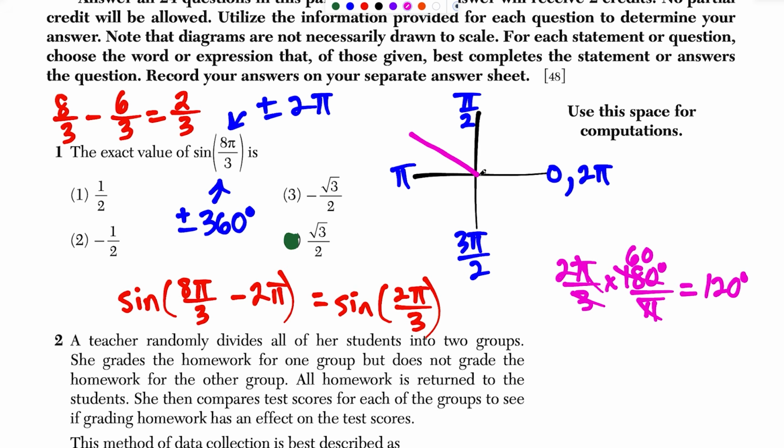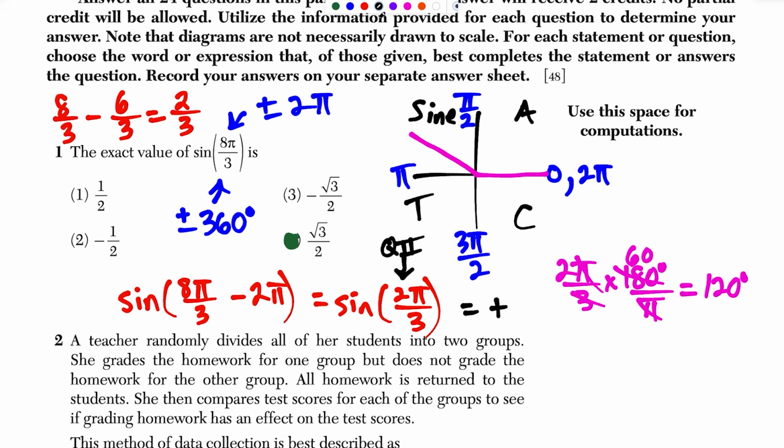So we're going to be in quadrant 2, and the thing to know from here is ASTC, which stands for all students take calculus. No, I'm just kidding. This stands for all, sine, tangent, cosine. When you have an angle that terminates in quadrant 2, the only function that's going to give you something positive is sine and its reciprocal. So the fact that we're finding sine of 2 pi over 3 and this is a quadrant 2 angle tells us that our answer is going to be positive.